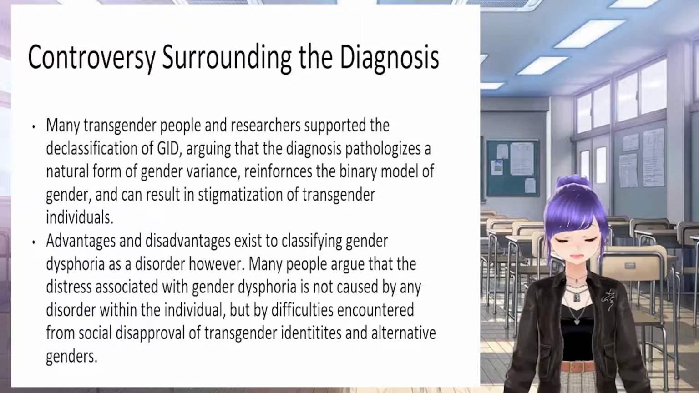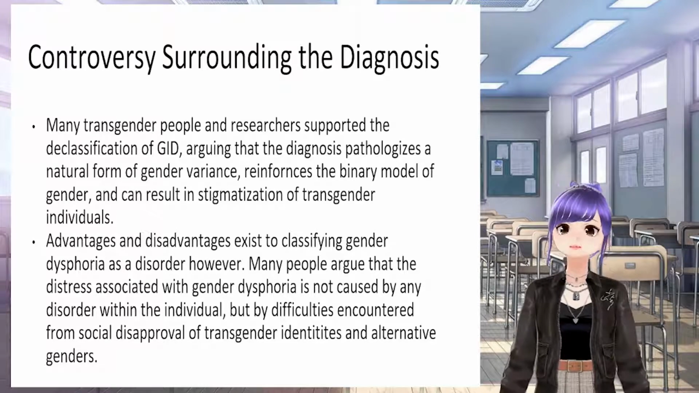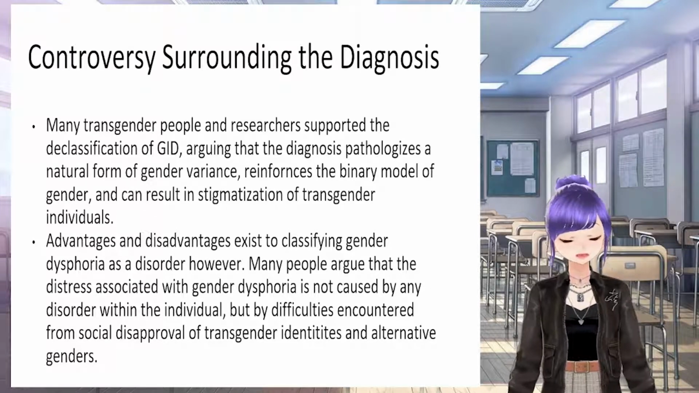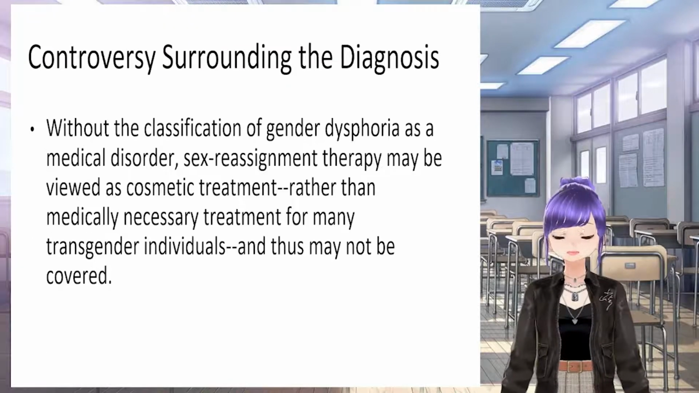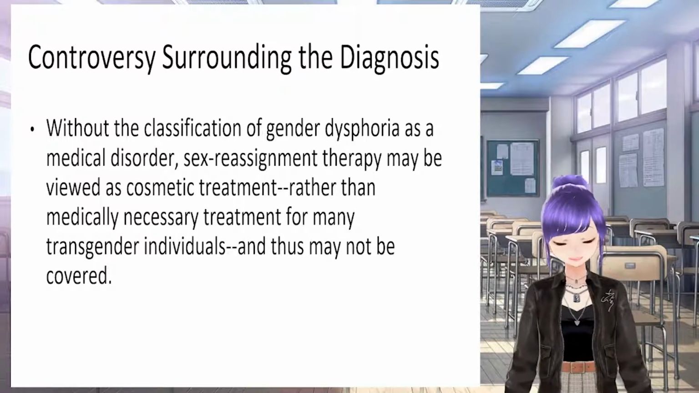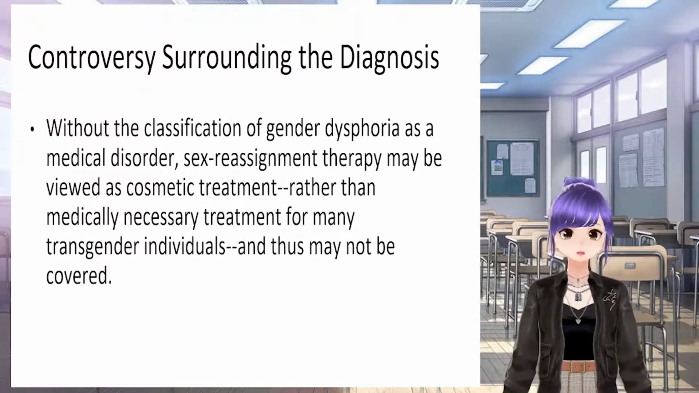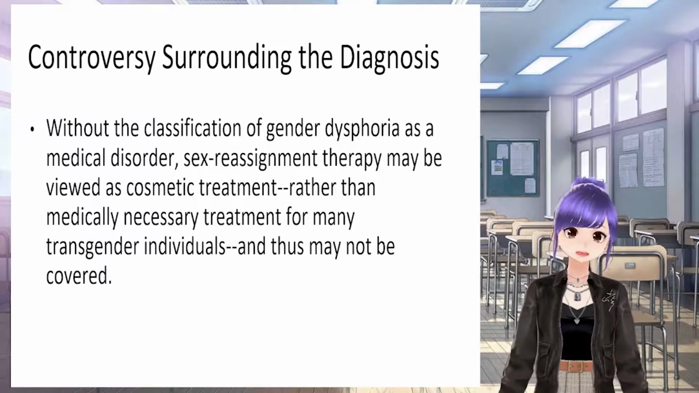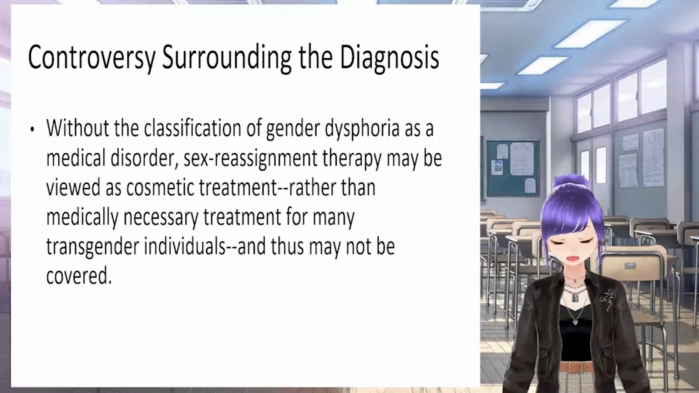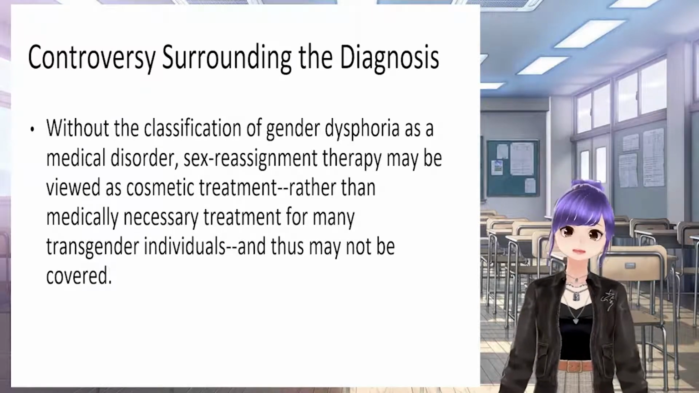However, because gender dysphoria is classified as a disorder in the DSM-V, many insurance companies are willing to cover some of the expenses related to sex reassignment therapy. Without the classification of gender dysphoria as a medical disorder, sex reassignment therapy may be viewed as a cosmetic treatment rather than medically necessary treatment for many transgender individuals, and thus may not be covered. So, that is the controversy surrounding the diagnosis.